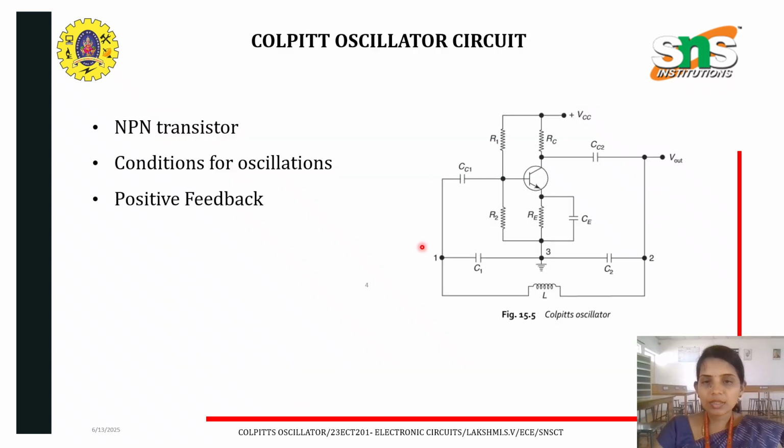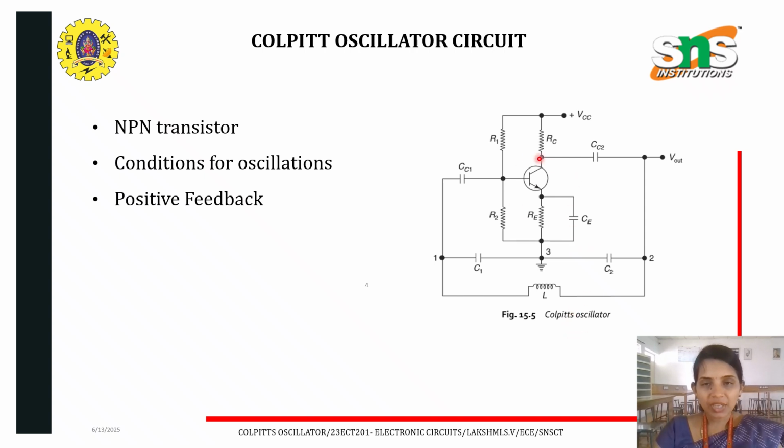You can see this is our Colpitts oscillator circuit. Here there is an amplifier circuit, which is a common emitter amplifier, where the output is taken from the collector and the emitter is common. And this part is our feedback part. When we have two capacitors connected in series and an inductor connected in parallel, we call this a Colpitts oscillator. If C and L are connected in this pattern, it is called a Colpitts oscillator.